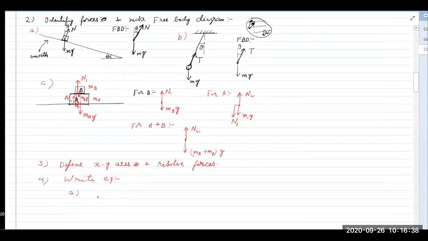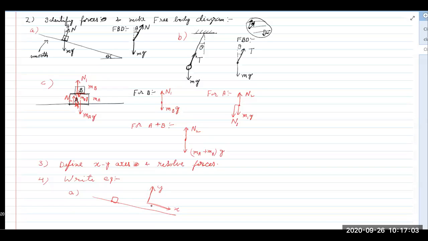So suppose in this one, the object is kept here. We know that the object is not going to jump off the incline or go through it. It will always be in contact with the incline. So in this kind of case, if we take x along the incline and y perpendicular to it, then solving the equation becomes comparatively easier.